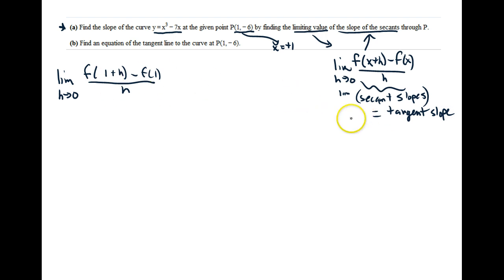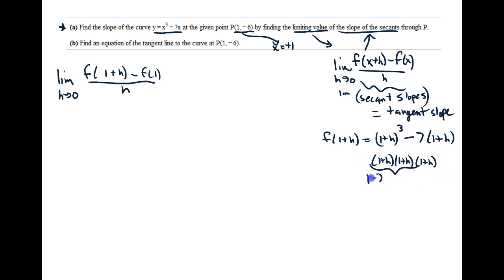What is f of 1 plus h? It's 1 plus h quantity cubed minus 7 times 1 plus h. Every place you see an x, you put a 1 plus h. That's going to be trouble. We have to cube this. So we take 1 plus h, 1 plus h, and 1 plus h. Let's cube it.